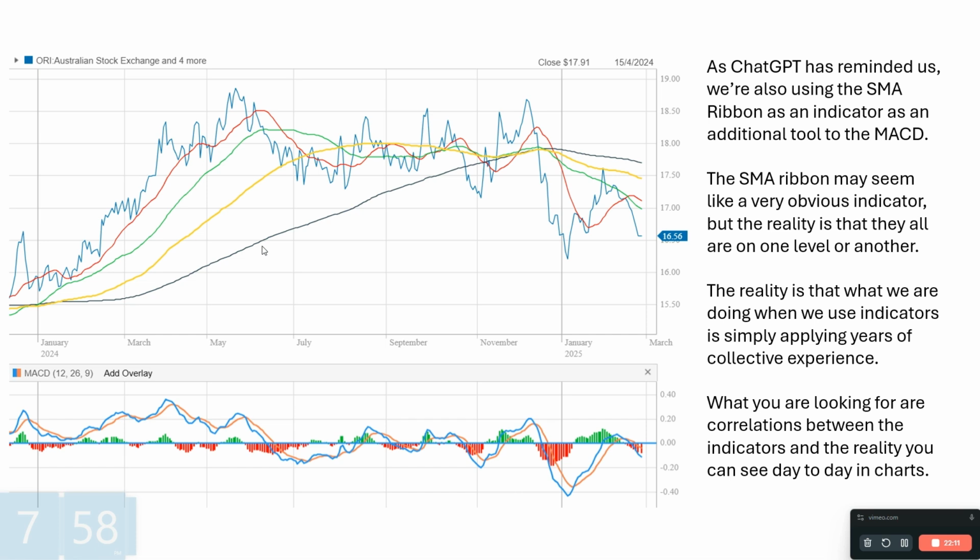Now, it might seem that this is a really obvious indicator, one that you could almost imagine without seeing it in front of you. The reality is what we're using these indicators simply for what they are, the application of years of collective experience. What you're looking for are correlations between the indicators and the reality that you see when you're looking at the day-to-day charts.